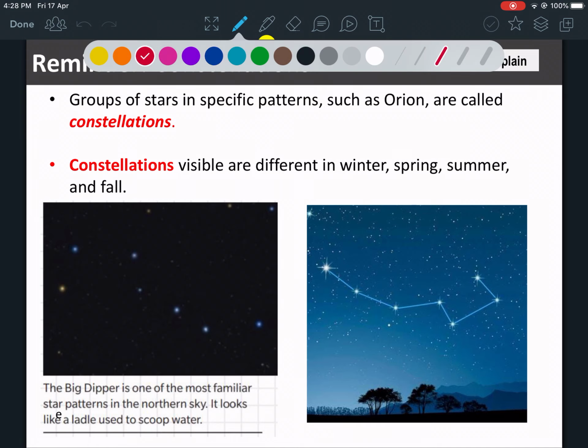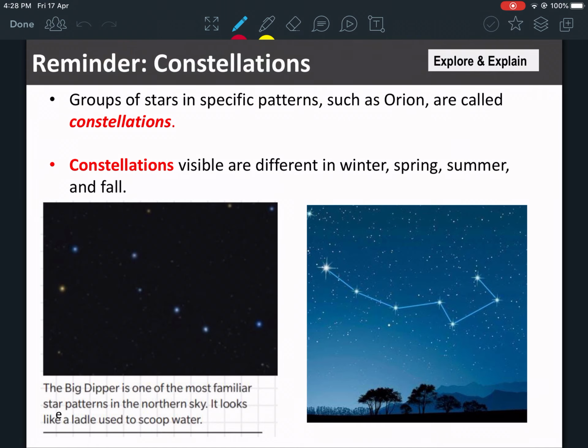Okay, so first of all, just as a reminder, constellations are a group of stars. They don't necessarily have these lines between them, but scientists just put them there in drawings to show you different shapes that they make. So this is the Big Dipper.